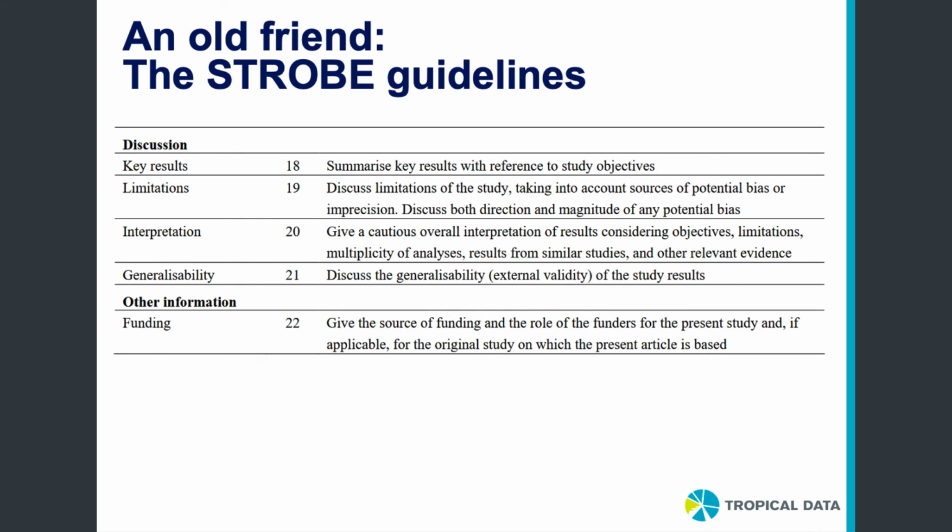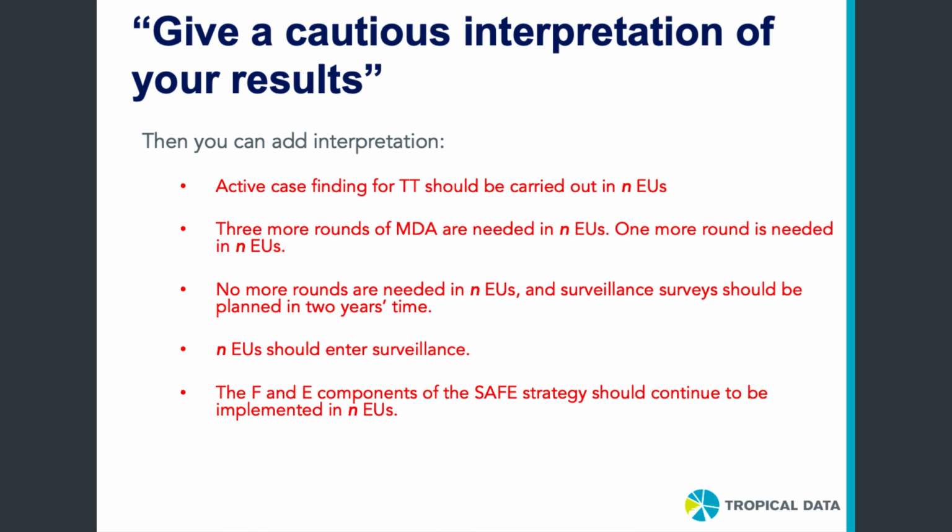Moving on to the next part of the STROBE checklist, interpretation. You should then give a cautious interpretation of your results. In the case of trachoma prevalence surveys, the purpose is to guide interventions, so we should say clearly that interventions are required and where. For example, these EUs need MDA. These EUs need a surveillance survey. These EUs require enhanced case finding for TT, and these EUs should continue implementing the F and E components of the SAFE strategy.